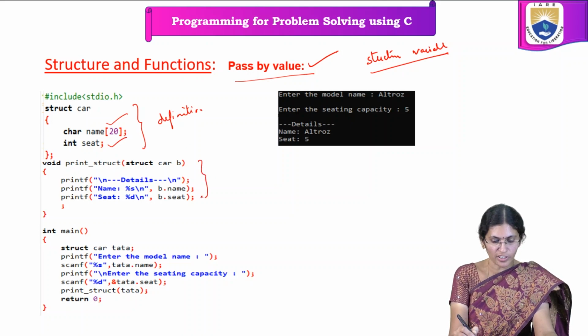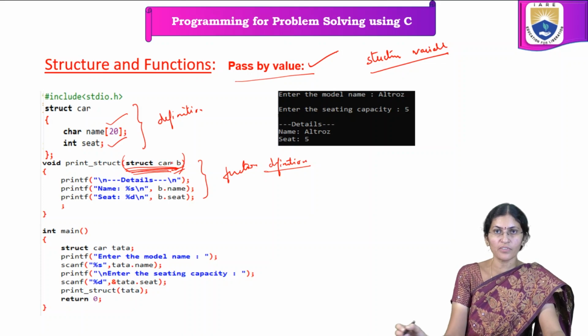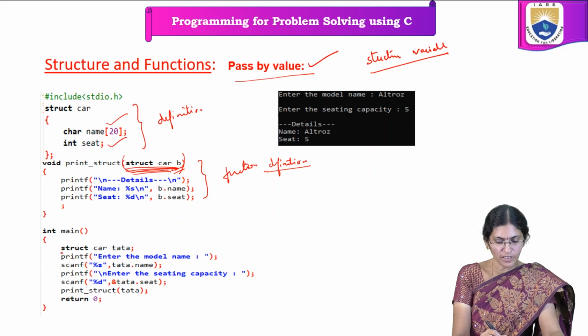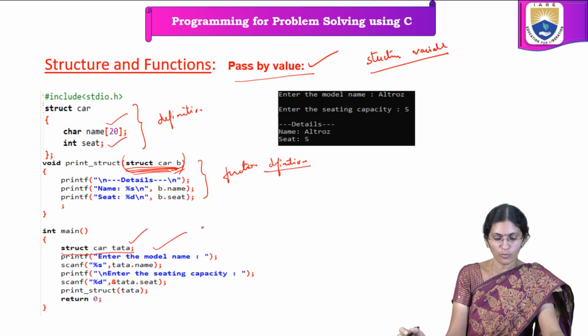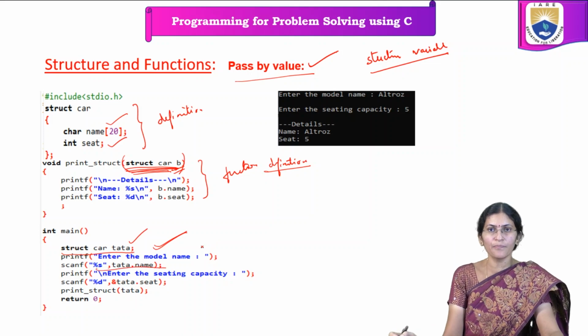Next, this is the function definition. In the function definition, we are just printing the values of this structure. Here we have only one parameter, and that parameter is of type struct car. Then in the int main function, we declare a variable of type struct car. By means of printf, the program will prompt the user to enter the model name. Then by means of the scanf function, the user can enter the name of the car.